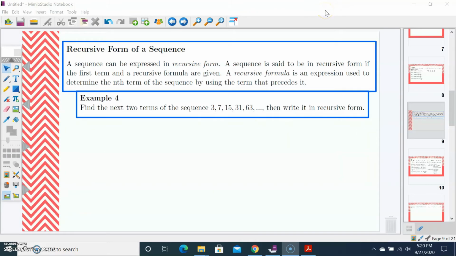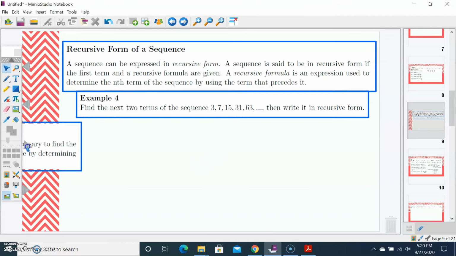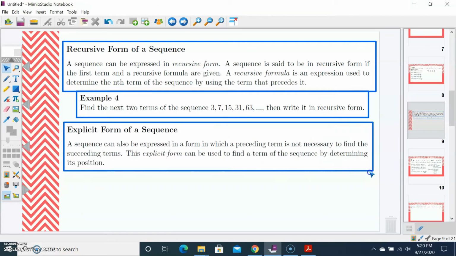So other than the recursive form, we also have another form of a sequence, and we call this the explicit form of a sequence. So kung doon sa recursive form ng sequence ay kailangan merong preceding term. Okay? Dito naman sa explicit form, hindi na kakailanganin ng preceding term. Okay? So, yun ang kaibahan ng recursive form sa explicit form ng sequence. Tatandaan na kapag sa recursive form, kailangan ng preceding term.